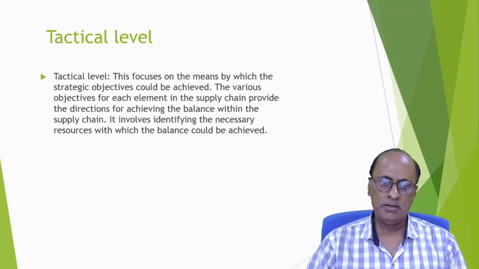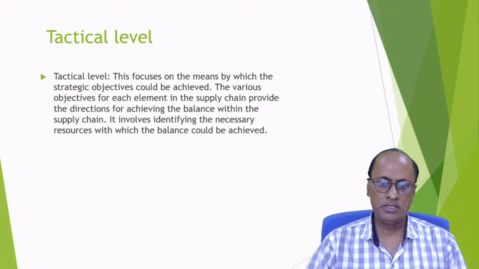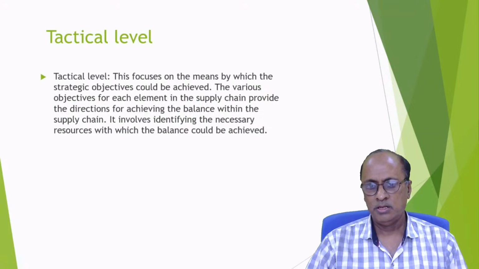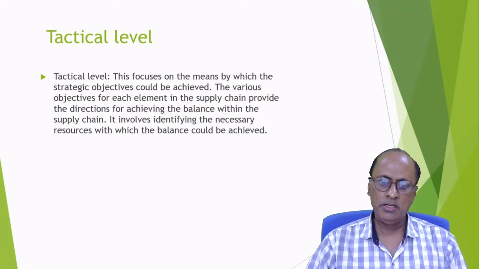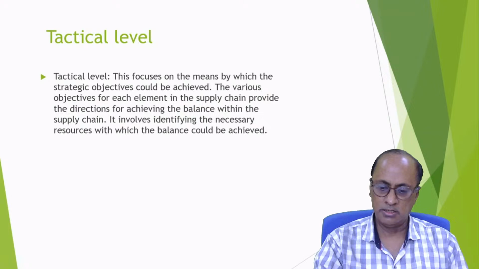So the second level is the tactical level, and this focuses on the means, the methods by which strategic objectives could be achieved, and the various objectives for each element in the supply chain. Each element plays an important role in achieving the balance within the supply chain. That means the supplier plays an important role, the manufacturer plays an important role, and the distributor plays an important role for balancing within the supply chain.